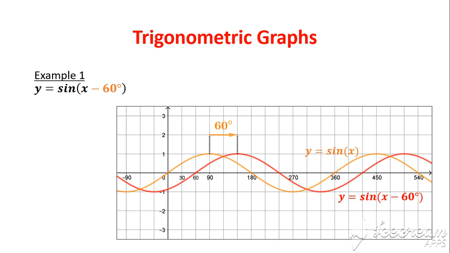Now, this is what the 60 degrees inside the brackets does. When we plus or minus a number inside brackets, we move the graph sideways. But be mindful, it's a minus 60 degrees, but we've moved the graph to the right. So it's the opposite of what we see in the brackets. If we see a minus 60, we move to the right 60 degrees. If we see a plus 60, we'd move it to the left 60 degrees.